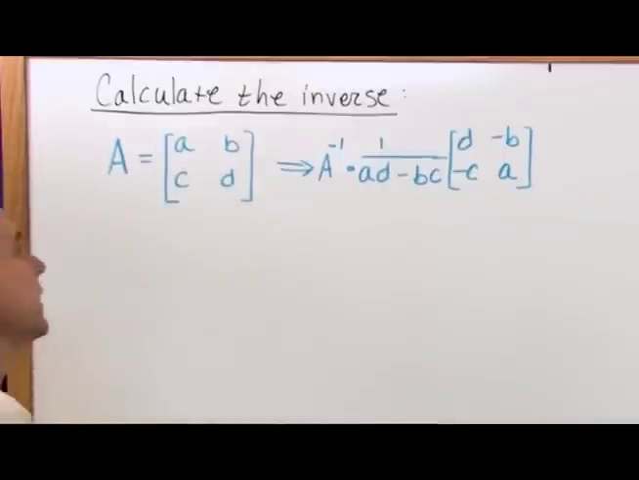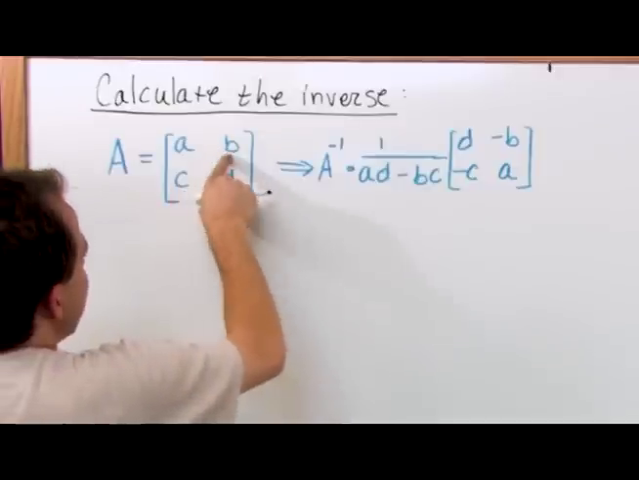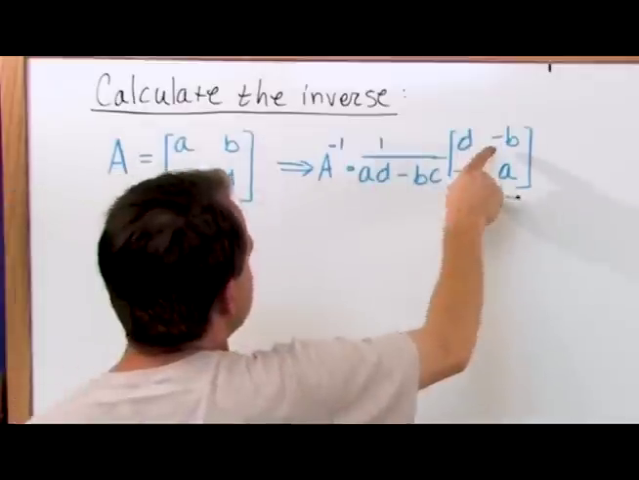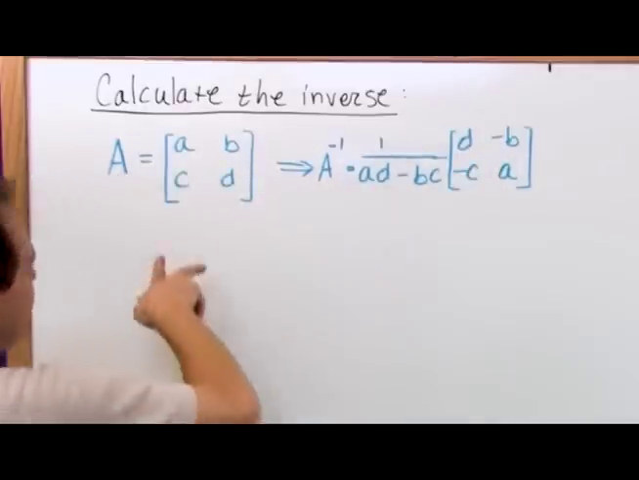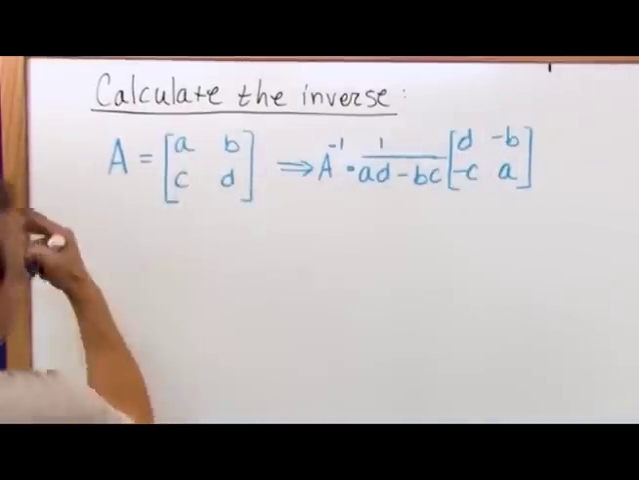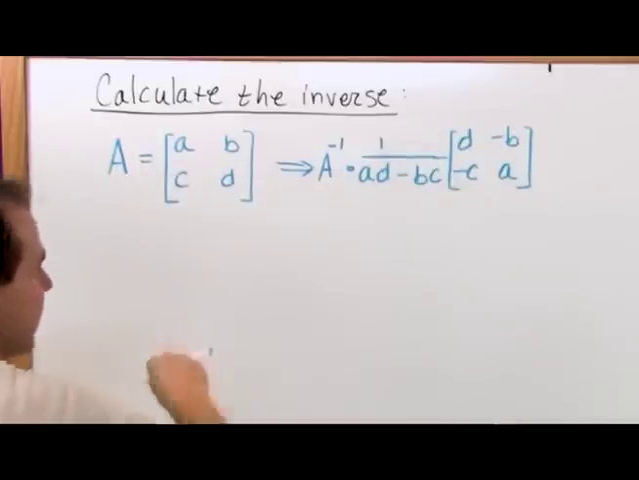Now let that sink in. Pause the video if you need to, just sort of let it sink in. What's happening here is, in order to calculate the inverse, all you do is put negative signs in front of these two letters. You leave them in their same spot, but you put negatives. You take these and you flip them around. That's what this is, and that's a new matrix.